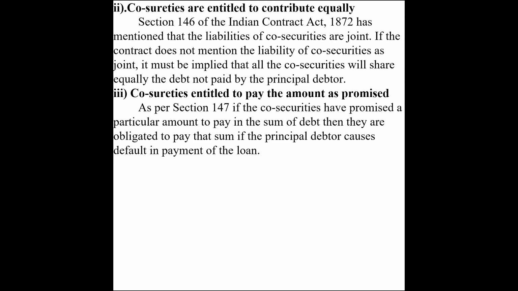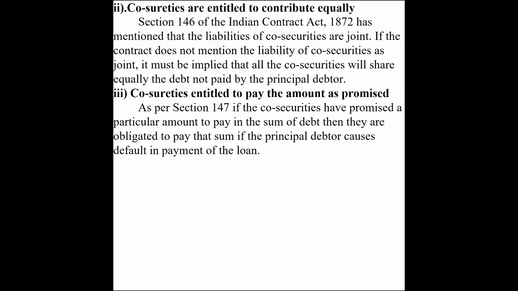So all this can be made possible by which section? By Section 146 of the Indian Contract Act 1872. The next and final one is that co-sureties are entitled to pay the amount as promised. As per the due date, if the principal debtor makes any default in payment of the loan, the co-sureties may, on the specified date, repay the loan amount. That is called being entitled to pay the amount as promised.